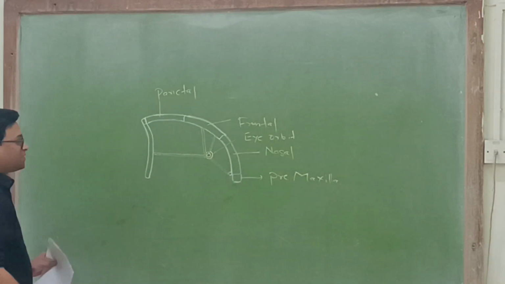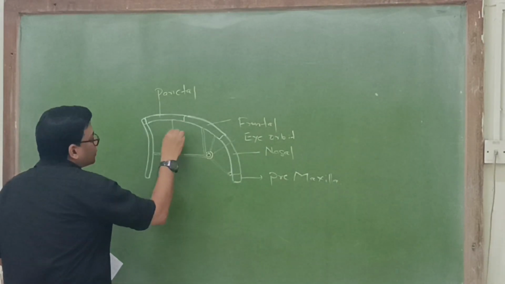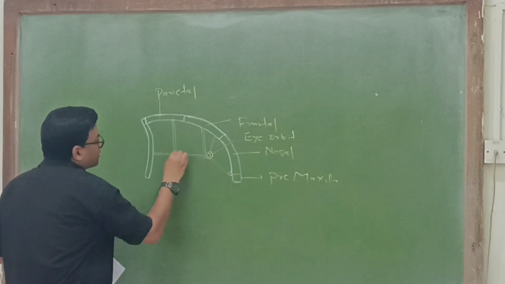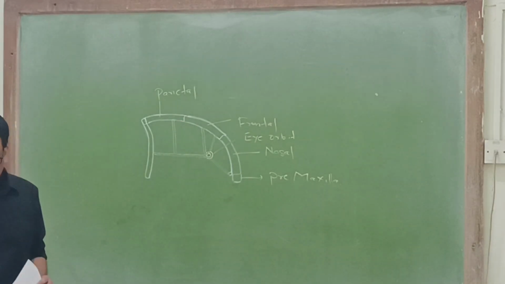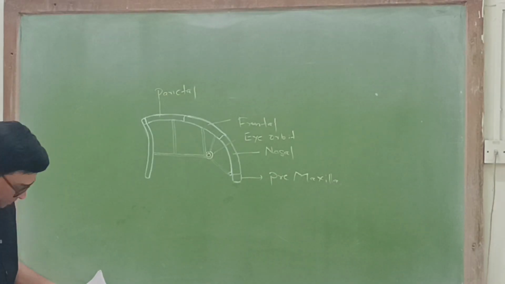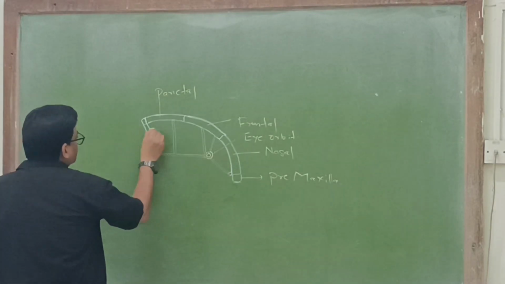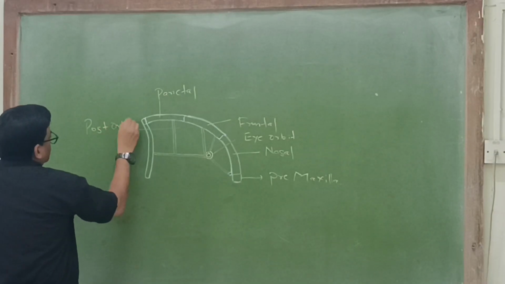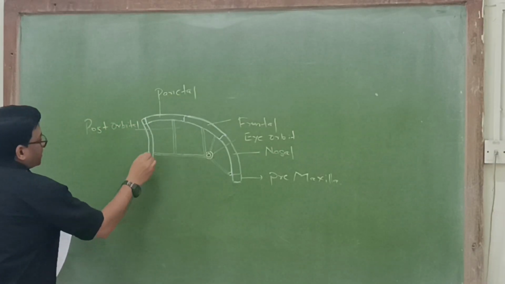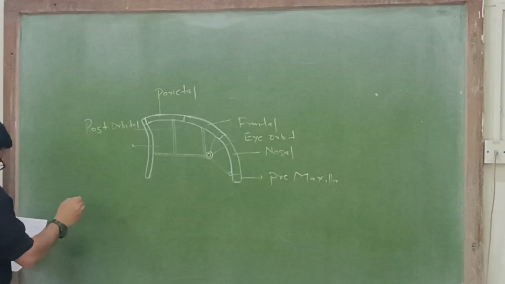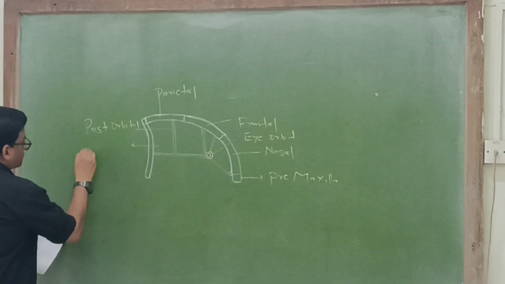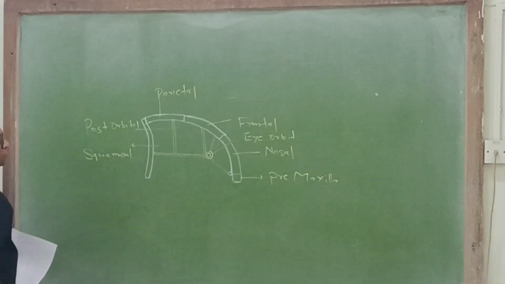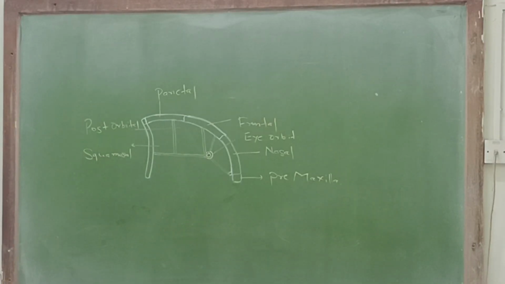But at the posterior side there will be two bones: the post-orbital, because it is behind the eye orbit, and the squamosal. What is the name? The post-orbital. This will be the post-orbital, and this will be the squamosal. Squamosal. So at the anterior side there will be four bones.